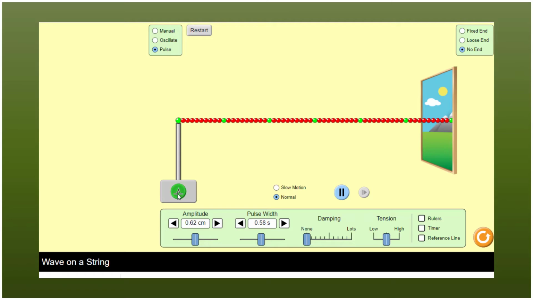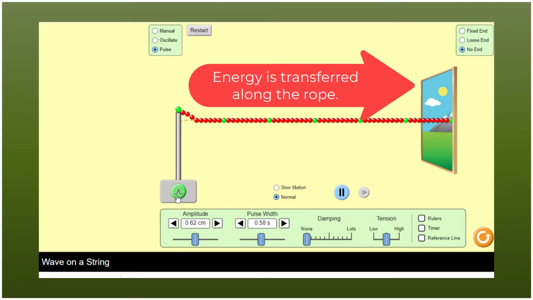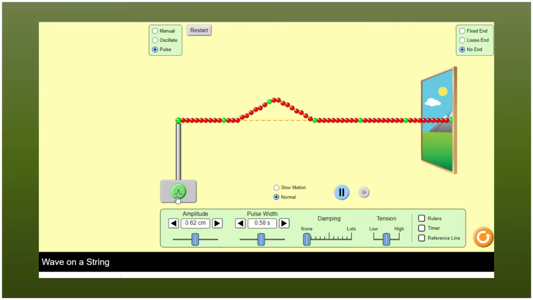When a rope is moved up and down, a series of pulses travel down the rope in the form of a wave. Each part of the rope has been given energy and it moves up and down. But note that the rope is not carried along with the wave pulses, rather it is the energy that is transferred along the rope. And that's the first key point for this lesson: waves transfer energy from one place to another.